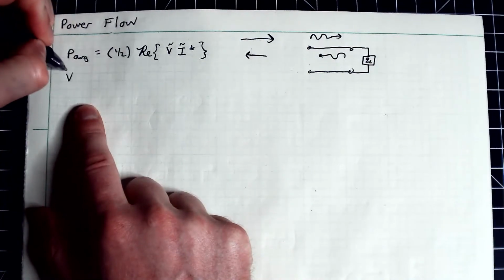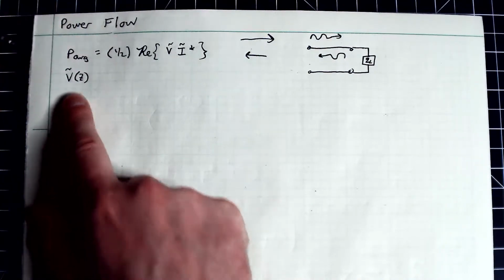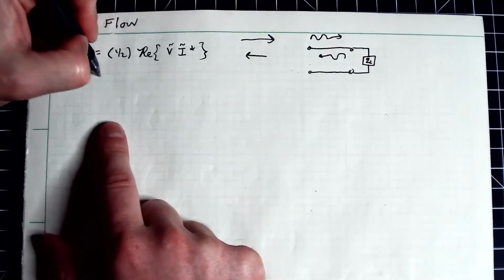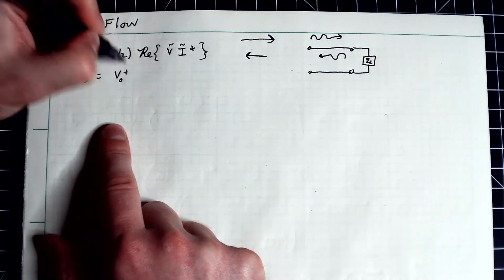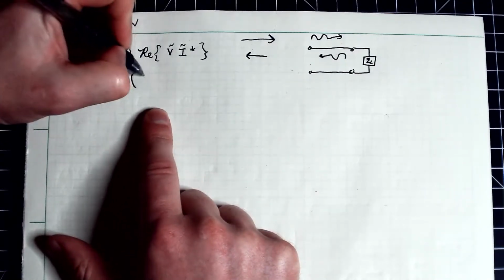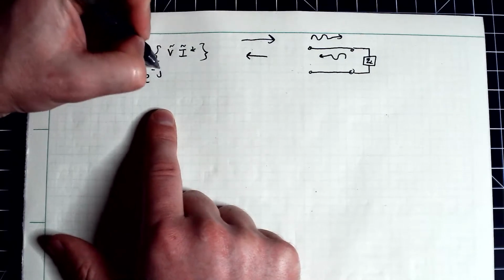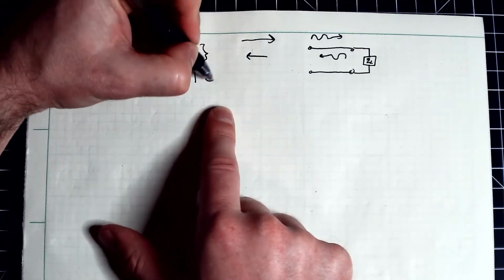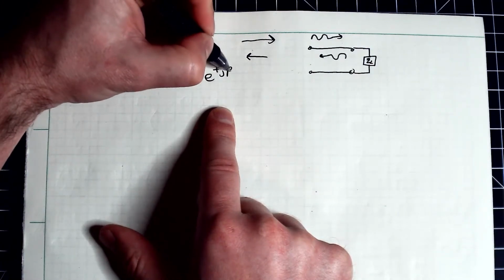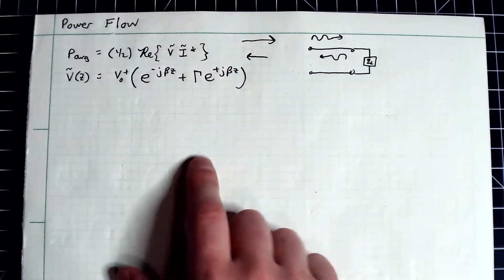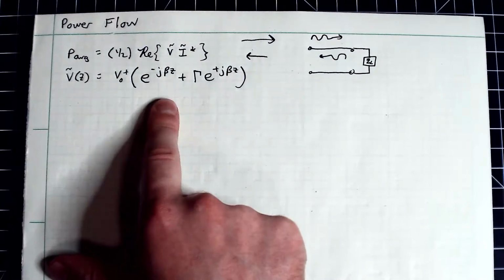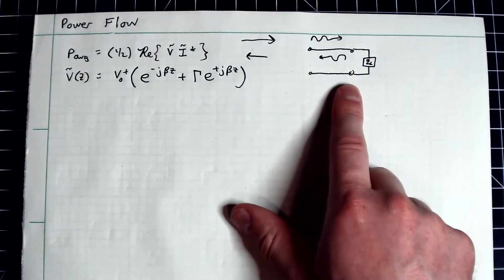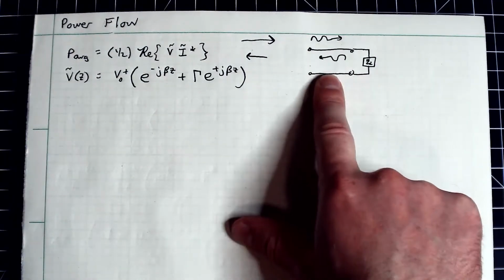Remember, the general expression for the voltage down this line was the following: V naught plus, the forward amplitude, times e to the minus j beta z, plus gamma e to the plus j beta z. That's the general expression for the voltage along a transmission line when there's a forward and a reflected wave.